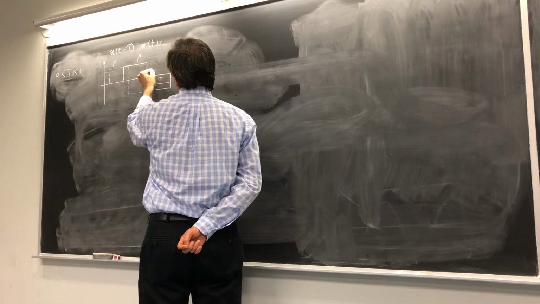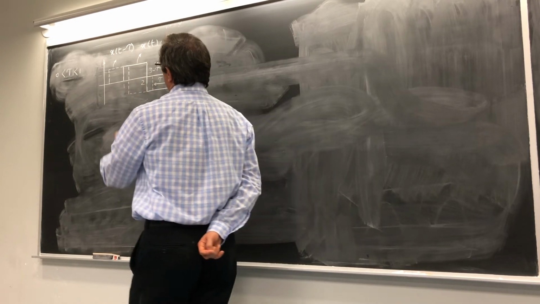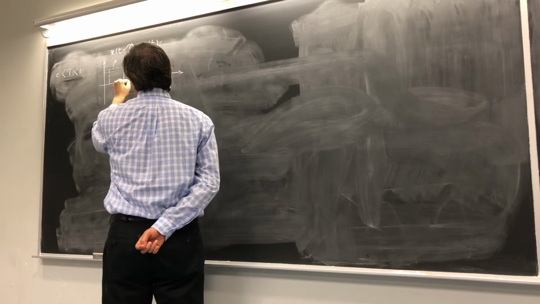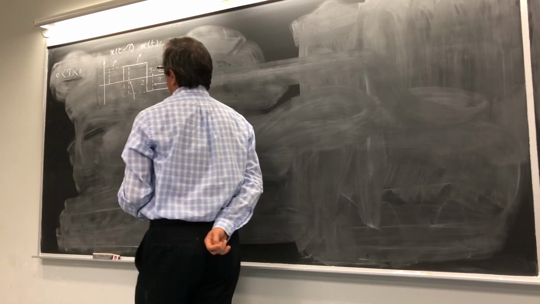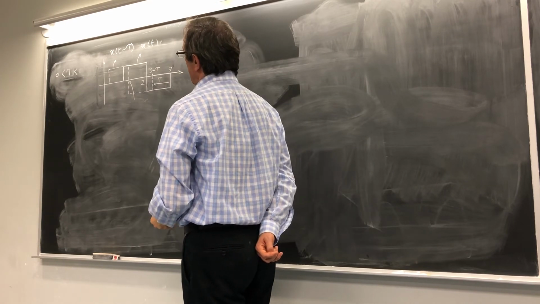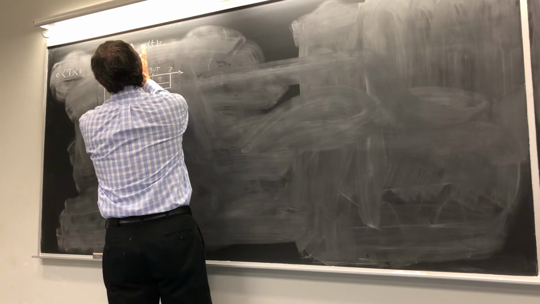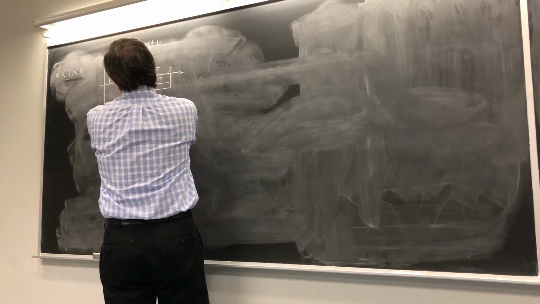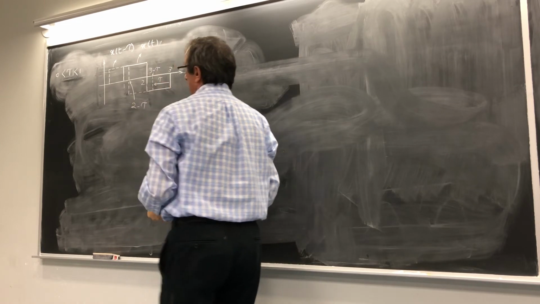This point would be 3 minus tau. Where is this one? What is that? This one is the edge at 2 that is now shifted by tau. So 2 minus tau.